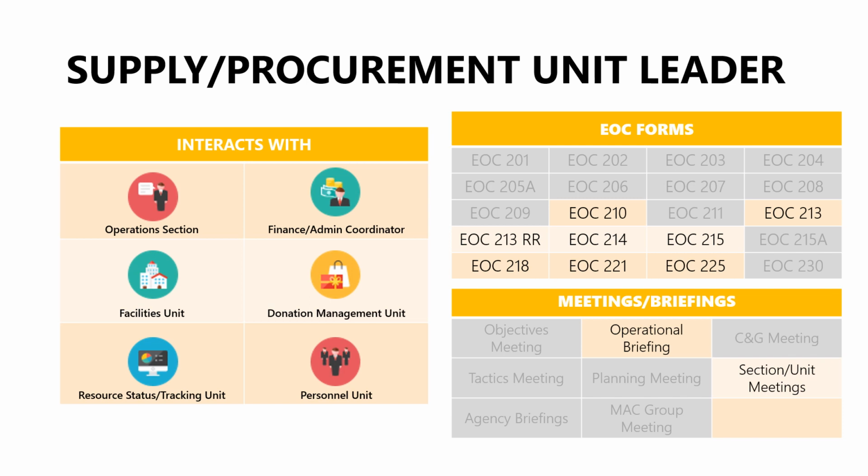The supply and procurement unit leader is going to acquire and coordinate any staging areas or facilities alongside the facilities unit. They're going to coordinate any vendor contracts that may not have previously been addressed by existing approved vendor lists. They're coordinating donated goods and services from community groups and private organizations with the donation management unit. And they're coordinating with the resource unit leader to facilitate all resource requests and making sure that the tracking log is maintained for all of those resources.